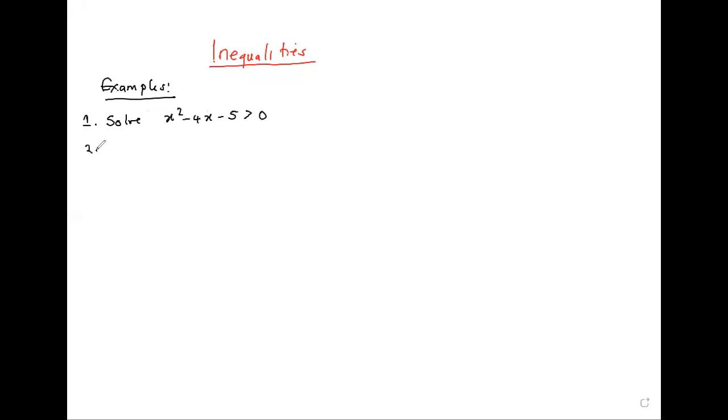2, nothing else. Yes, solve 3x over x minus 2 and x minus 1 is less or equal to 0.